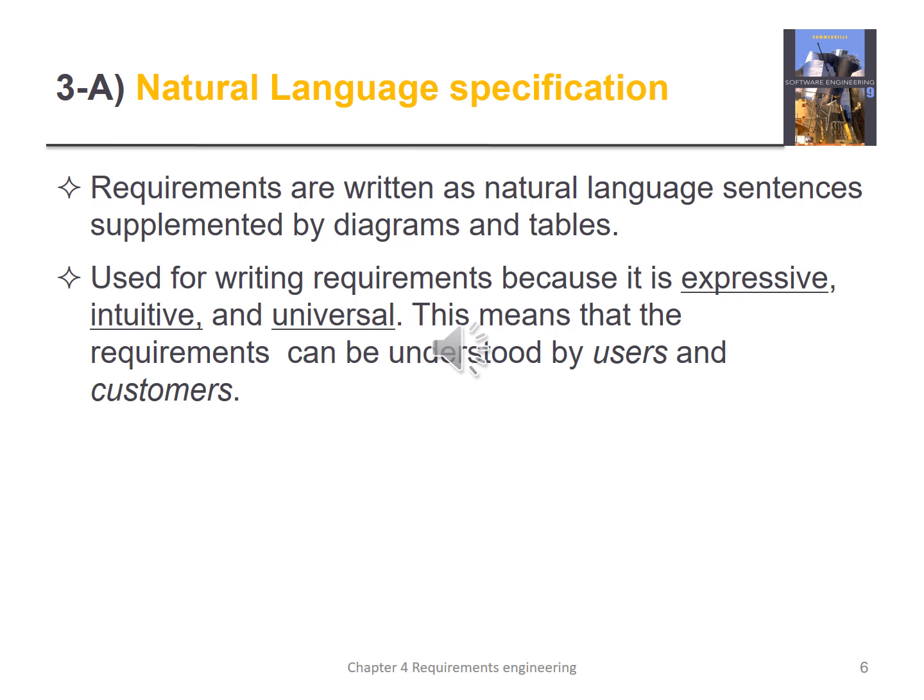Okay, the first way of collecting requirement is natural language specification. Natural language is often used to write system requirement specification as well as the user requirement. However, because system requirements are more detailed than user requirement, natural language specification can be confusing and really tough to understand. Requirements are written in natural language sentences supplemented by diagrams and tables.